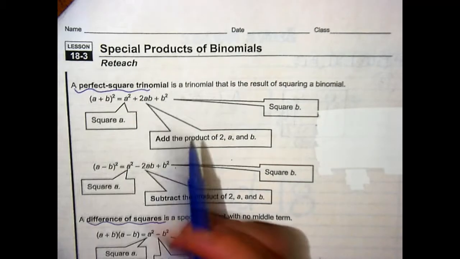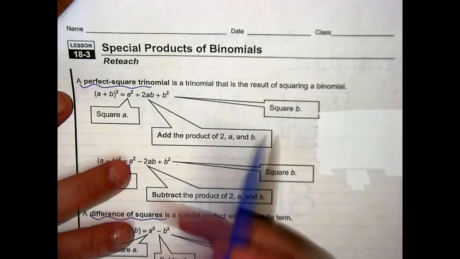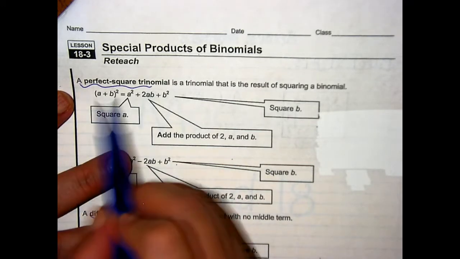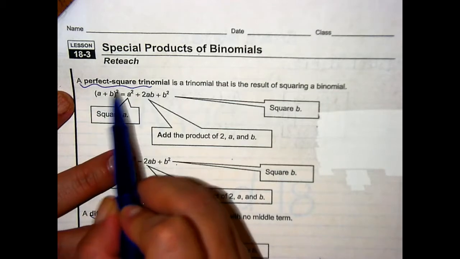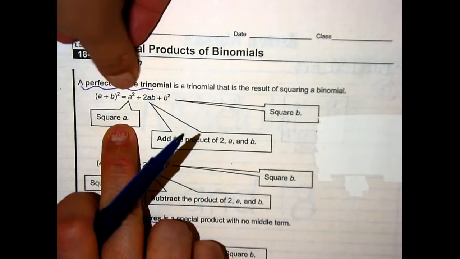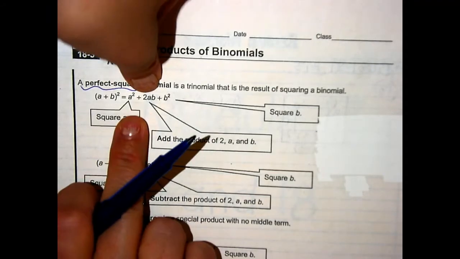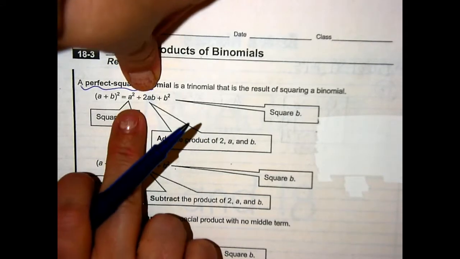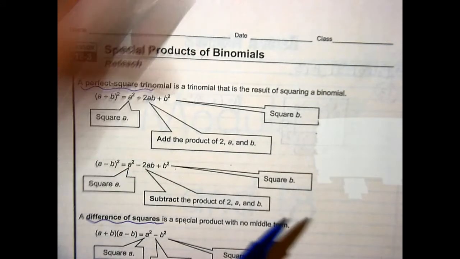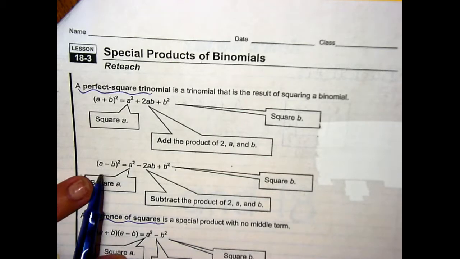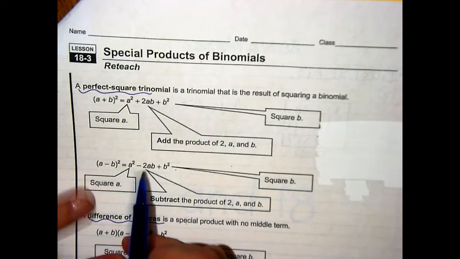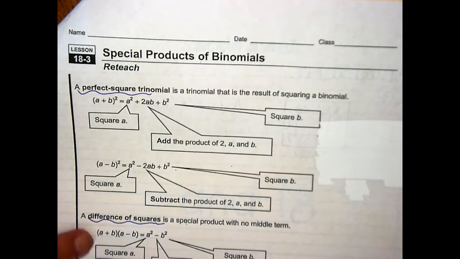We have two shortcuts. The first one is called a perfect square trinomial. It's where you have a plus b squared. It always ends up a squared, plus 2ab, so the product of a times b and 2, and then b squared. It also works with a minus b squared, except instead of plus 2ab, you have minus 2ab.